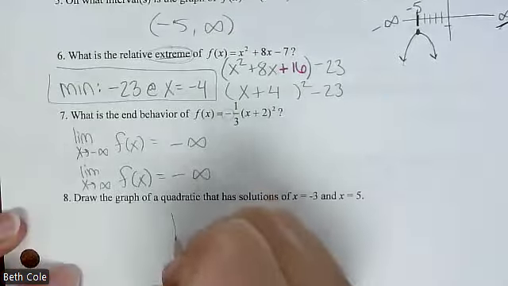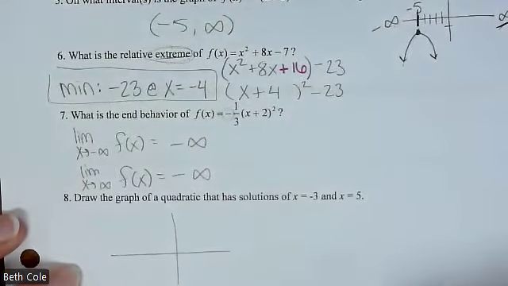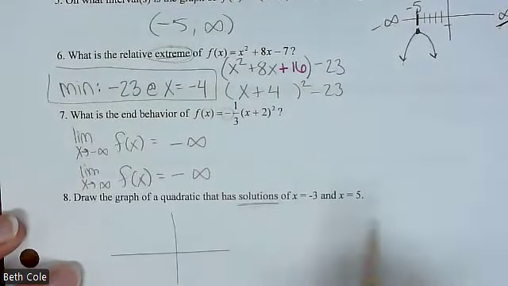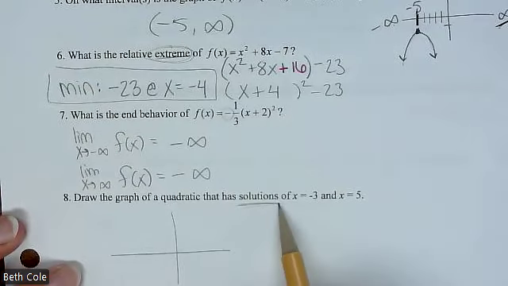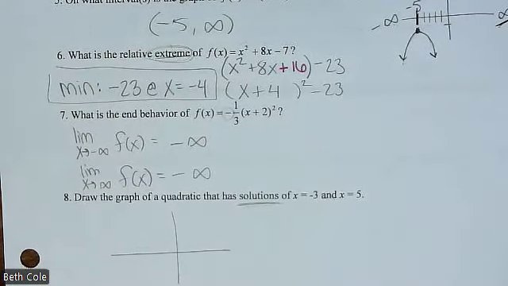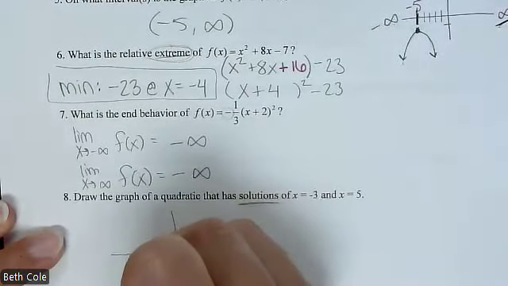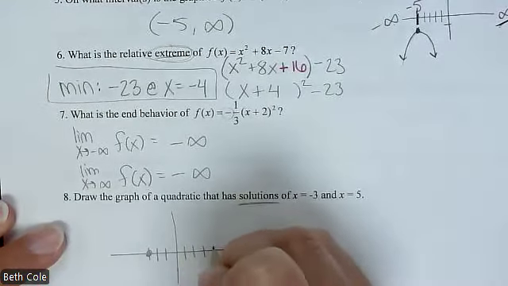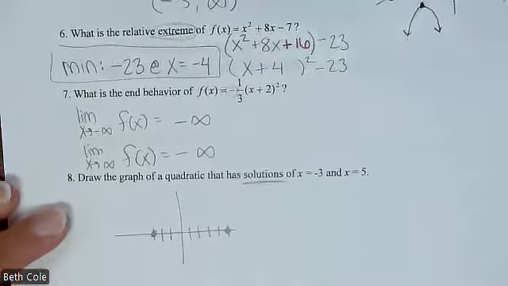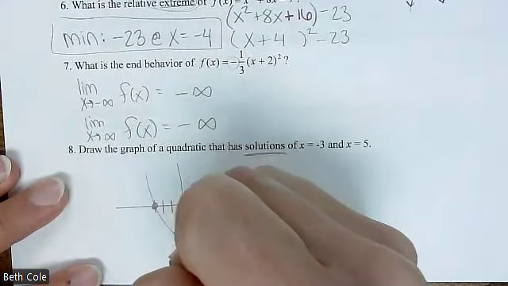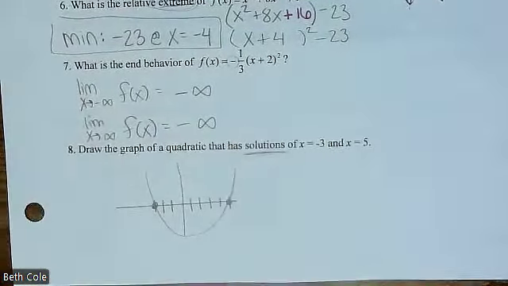All right, draw a graph of a quadratic, so it has to be a U shape. Solutions, what does that mean? What are solutions? Good, perfect. You guys have such good vocabulary. X-intercepts of -3 and +5. So all you'd have to do is put the points there and then draw a parabola that goes through them. That's it. Easy peasy.